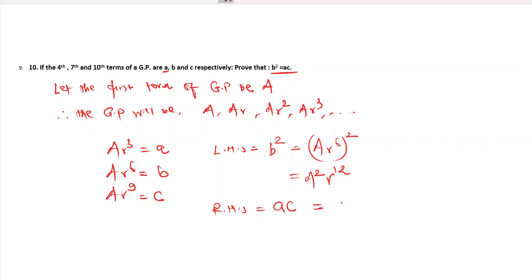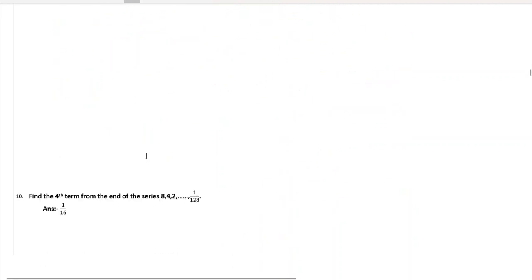Right? What is A? Small a? A R cubed into C. A R^9, which is A squared into R raised to 3 plus 9, which is 12. Therefore, B squared is equal to AC. It is proved. Right? Very simple.